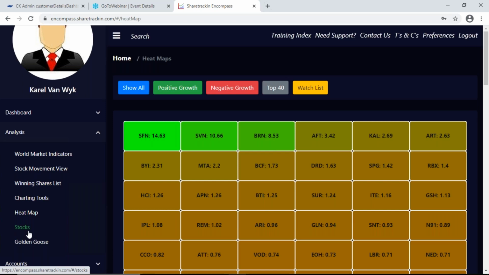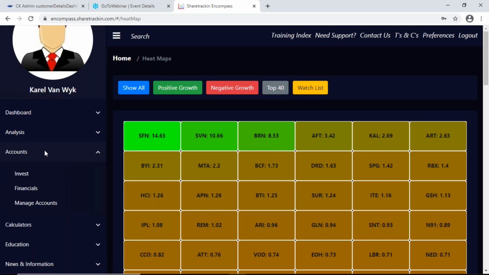Then I have my stocks. That is where I go to select shares and analyze shares, which we will not be handling tonight. The golden goose, also something maintained by our guru herself, which we will still do a webinar on as well.